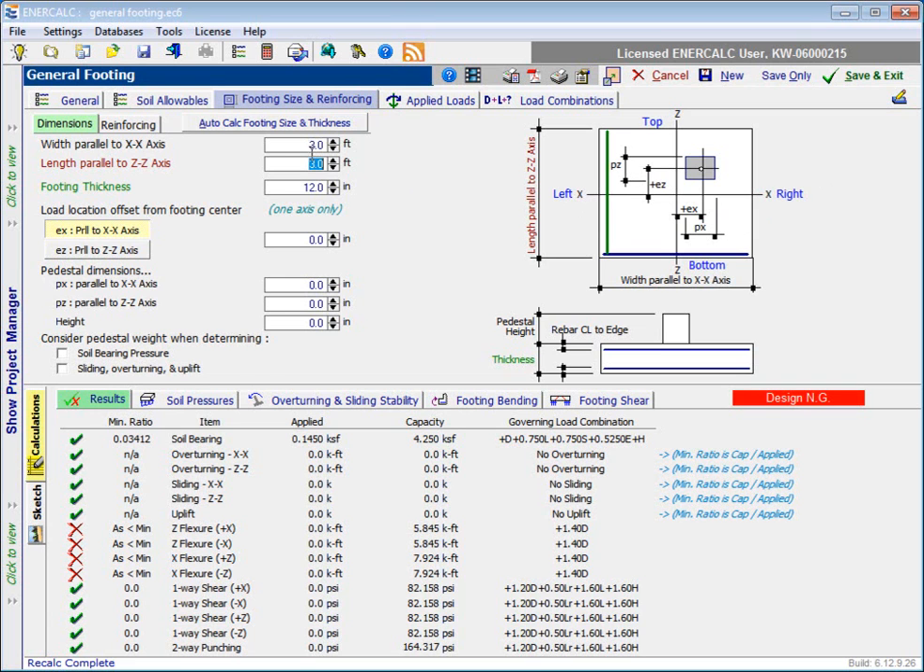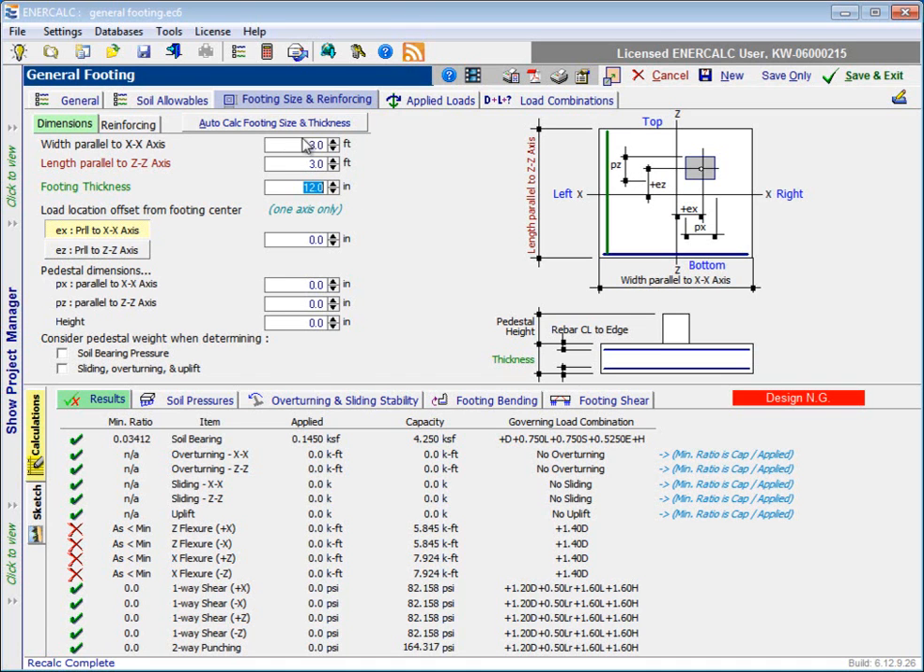So for now, what I've done is I've just started with some values in here. I'm not really sure what it's going to take. In fact, I'm just going to make up some loads when we get to the Applied Loads tab. But I'll just set values of 3 feet by 3 feet for the plan dimension. Notice that the footing thickness is also specified here and that it is specified in units of inches.